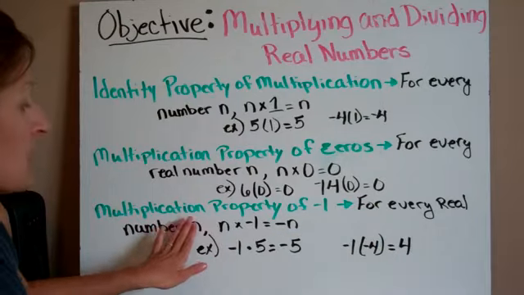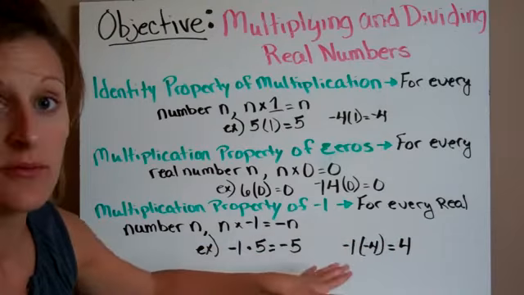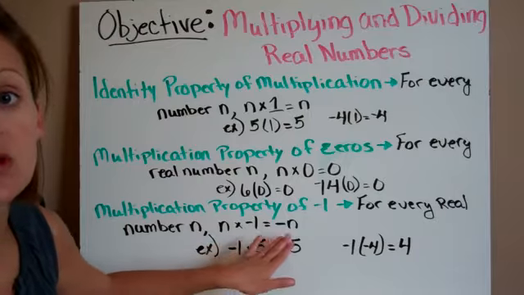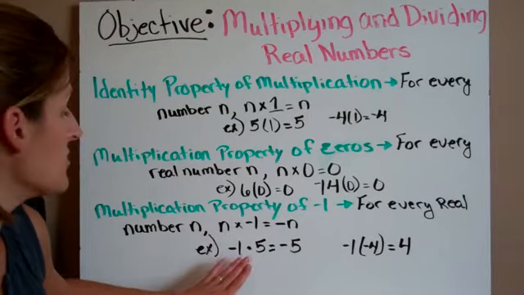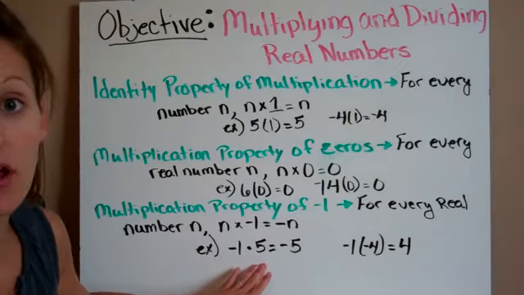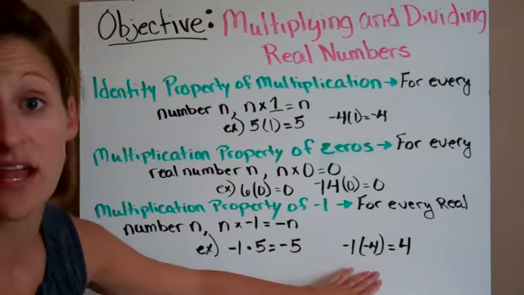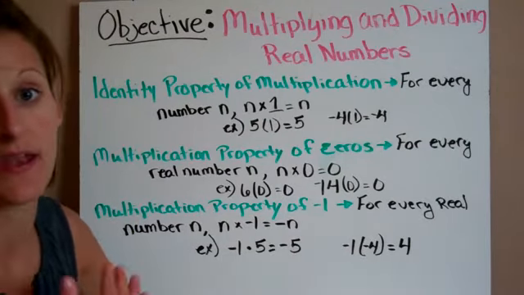The last one is the multiplication property of -1. It's saying for every real number n, if you do n times -1, you're just going to get the opposite of what n was. So if I do -1 times 5, then I'm going to get -5. If I do -1 times -4, I'll get a +4. It's taking the opposite of that -4.